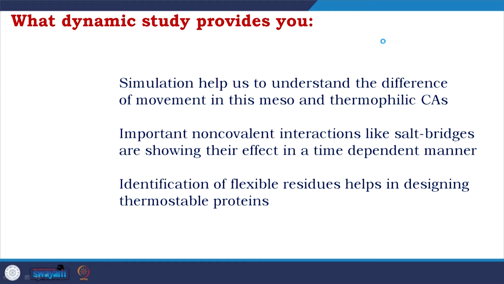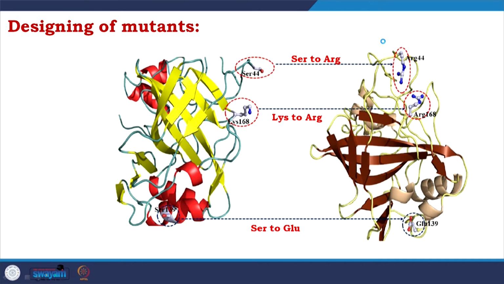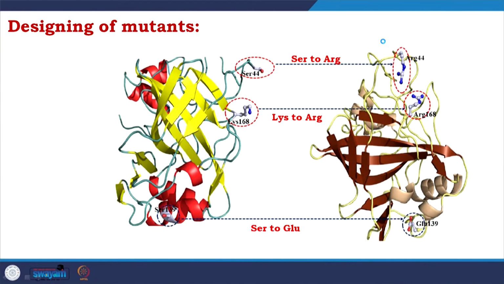Important non-covalent interactions like salt bridges are showing their effect in a time dependent manner. Identification of flexible residues helps in designing thermostable protein. So, with all those, we start designing, and the first idea was to incorporate some salt bridges. So, one strategy was to take the serine 44 residue and change it to arginine.